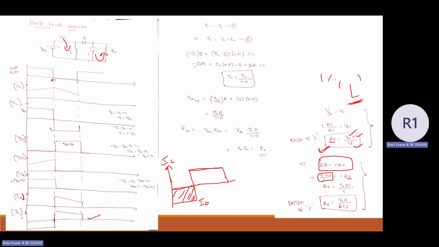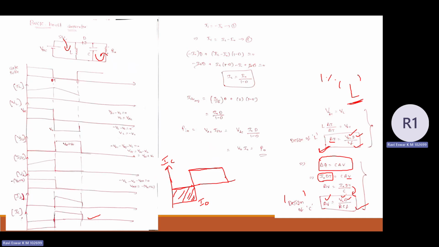Again, I can take this T to the denominator side, and write it as I naught D by CF. I can write I naught in terms of voltage also, so del V equal to V naught D by RCF. This equation can be followed for the design of the capacitor. Del V is going to be specified by the user, and V naught is known to you.